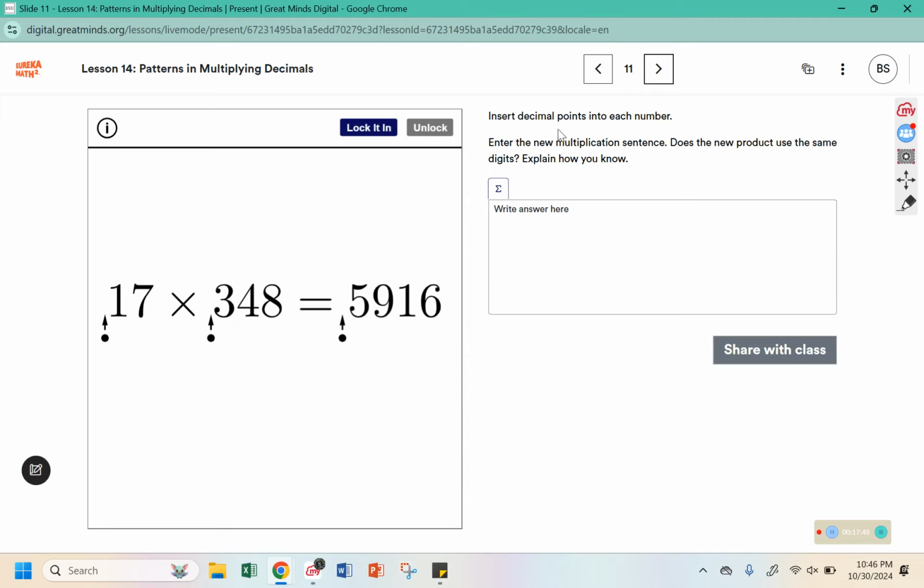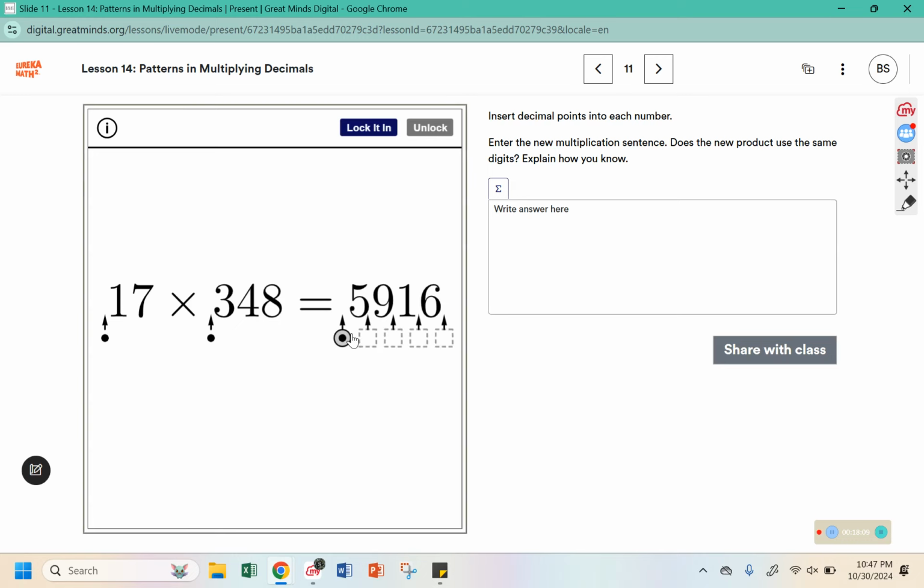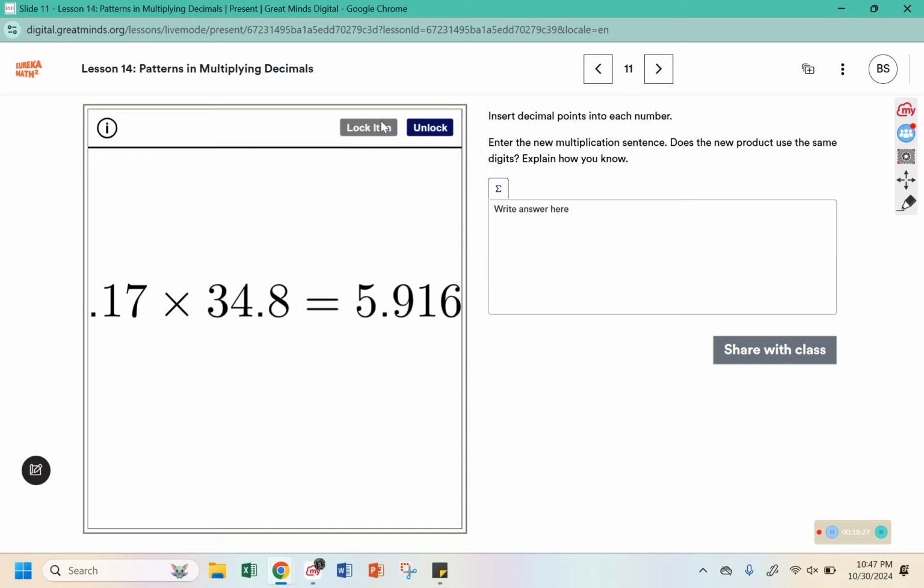It says, insert decimal points into each number. Enter the new multiplication sentence. Does the new product use the same digits? Explain how you know. So right now I have 1, 2, 3, 4, 5 decimal places in the factors, but I only have 4 in the answer, so this doesn't quite line up. If I move it here, I have 3 decimal places in the answer, so I only get 3 in the factors. So I've got to move this so that I have 1, 2, 3 here. And then I have 1, 2, 3 in the product.